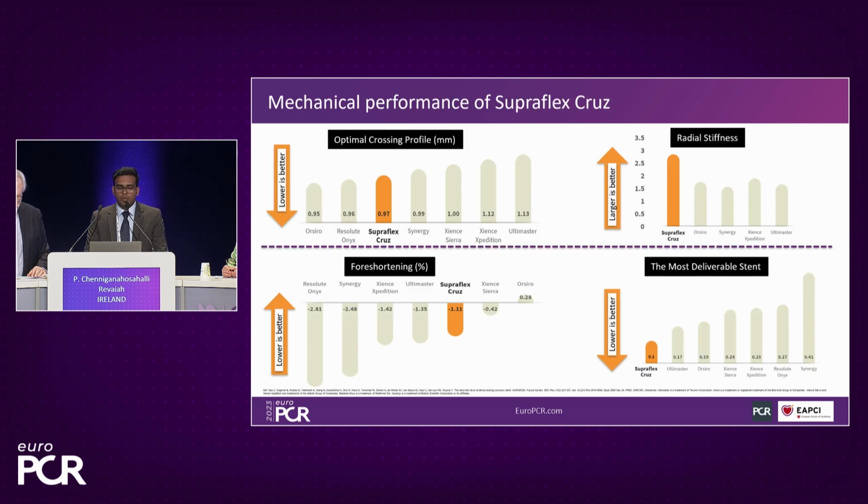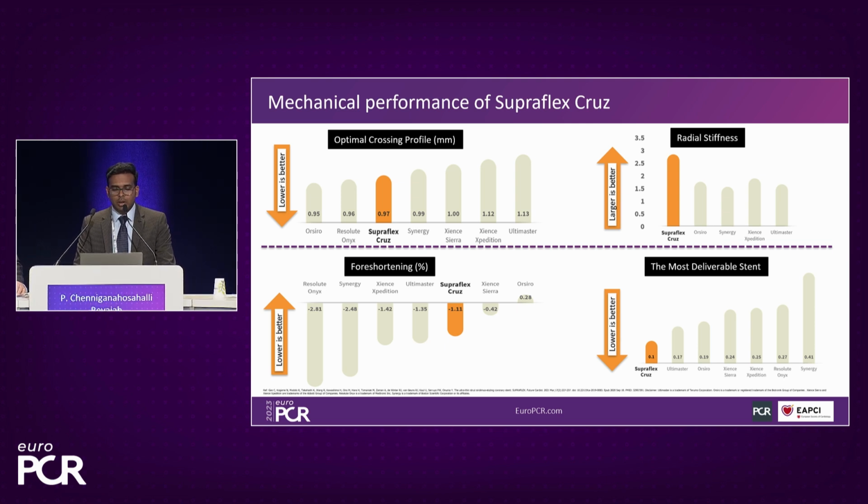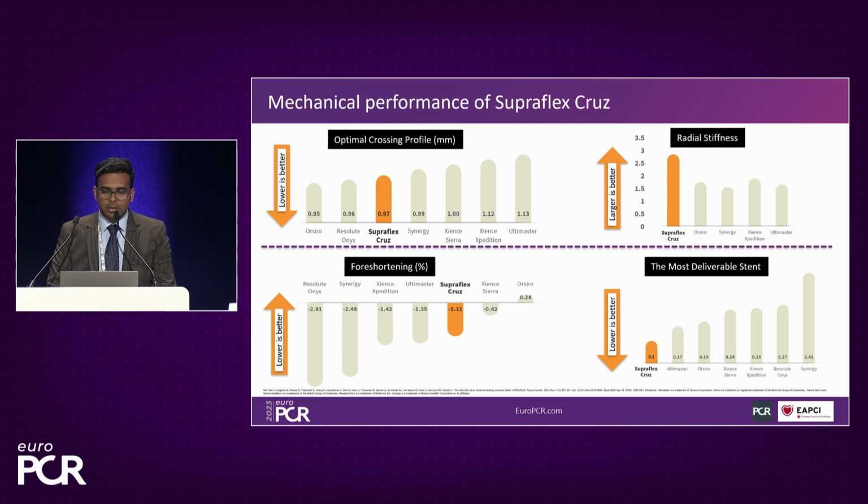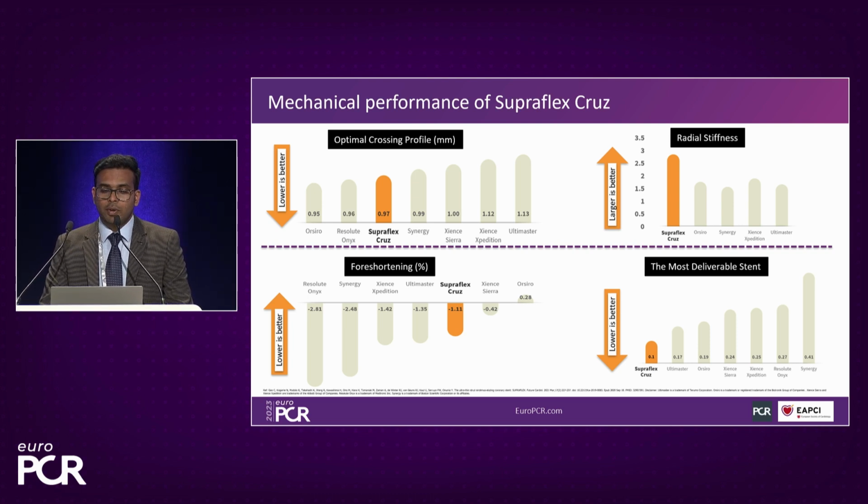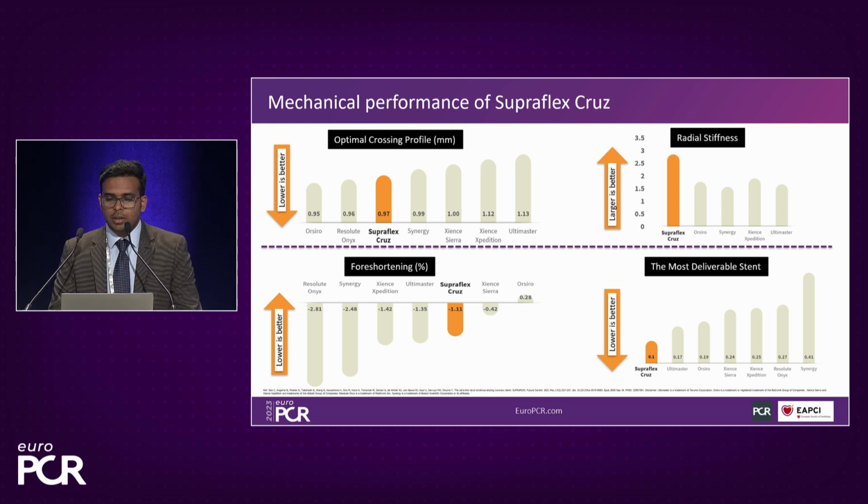This slide shows the mechanical performance of Supraflex Cruz stent in comparison with other contemporary best-in-class drug-eluting stents. We can see that the optimal crossing profile is quite good, around 0.97 mm. The foreshortening is quite minimal, around 1%. And the radial stiffness, in the context of left main bifurcation, is very important. We can see that Supraflex Cruz has better and larger radial stiffness when compared to other drug-eluting stents. And the mean push force, the Newton force that is needed to push the stent across the lesion, is among the lowest.